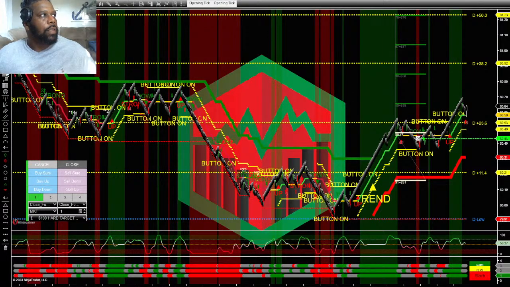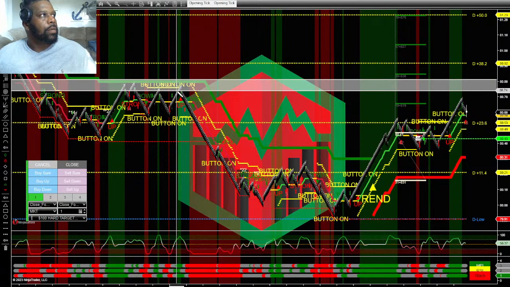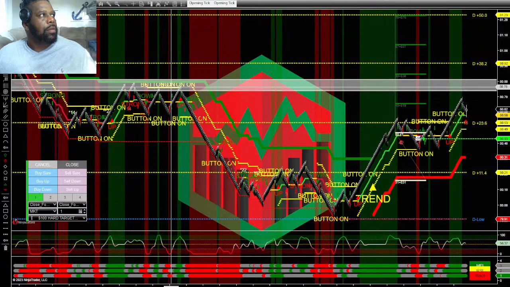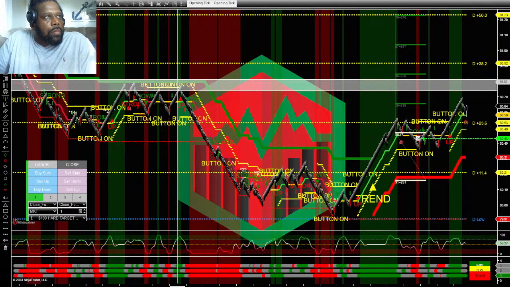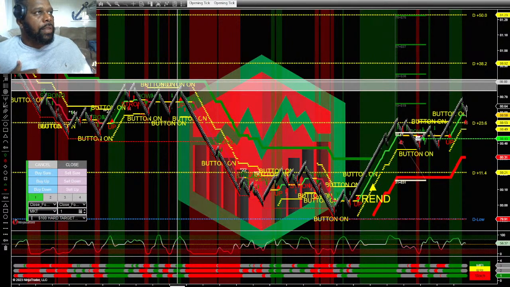Now I can look for this area up here as possible resistance because price couldn't make it past this area. It couldn't make it past here. So 80.80 is right now in the moment a resistance area. If they want to shoot it past there, they can. But if I was still in that trade, I would be looking to take profit before it got to that area.